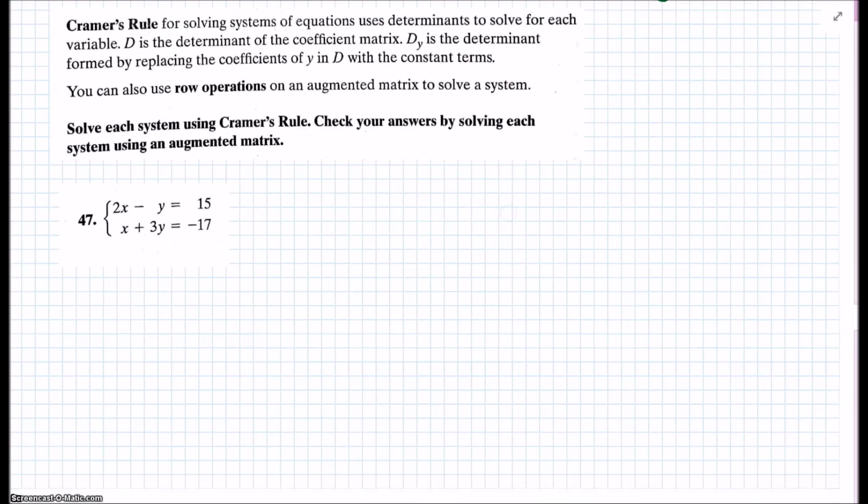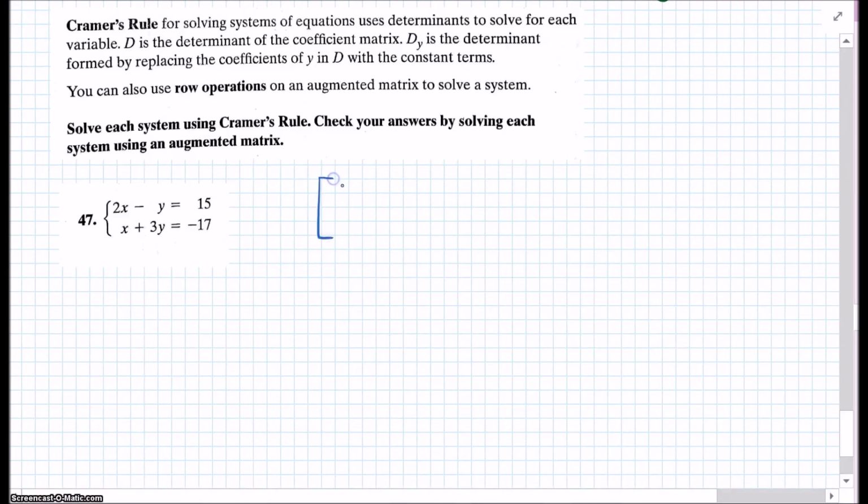Last question, Cramer's rule. For solving a system of equations using determinants to solve for each variable, D is the determinant of the coefficient matrix. D sub y is the determinant formed by replacing the coefficients of the y with the constant terms. You can also use row operations. Solve each system using Cramer's rule. Check your answers. Okay, step 1, let's set up our matrix.